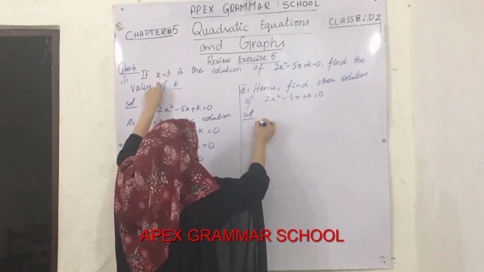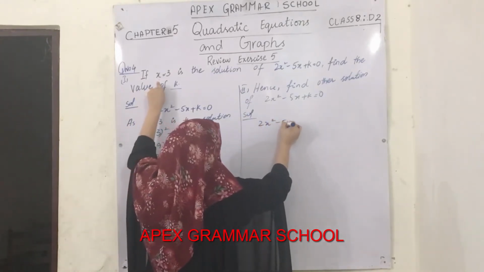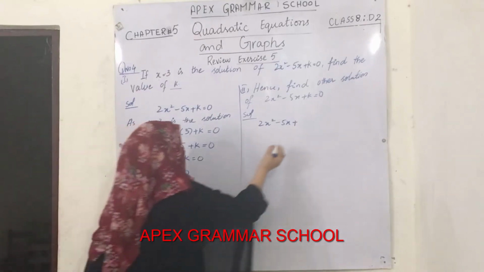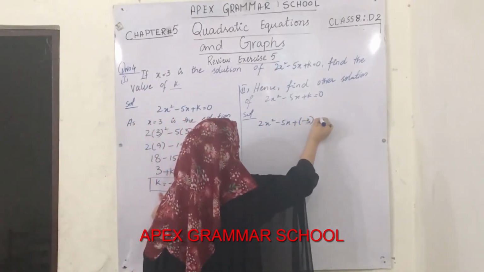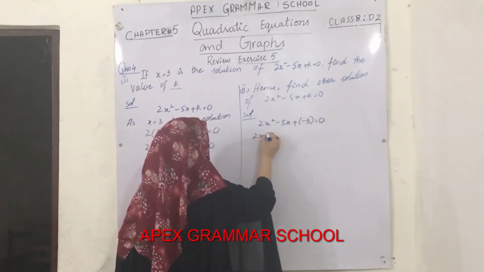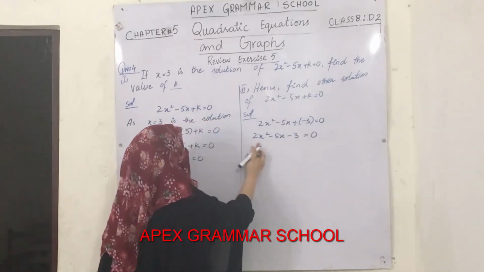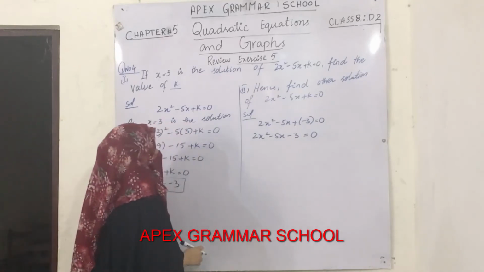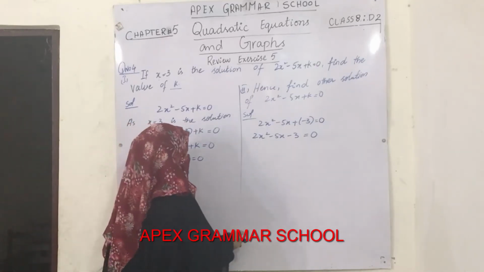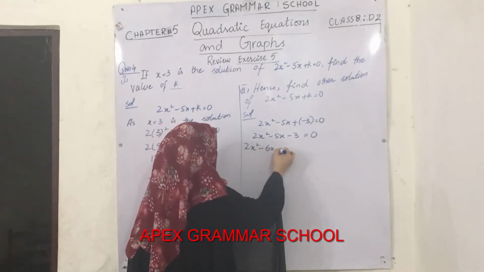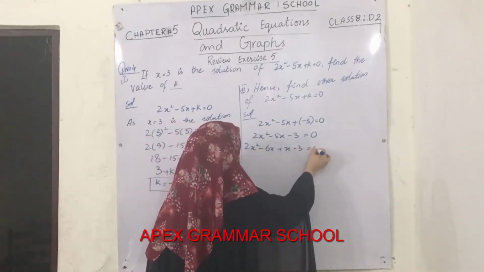So 2x² − 5x + k, instead of writing k, I am going to put the value of k, which is −3, equal to 0. 2x² − 5x − 3 = 0. My first and my last term are both not perfect squares, so I have to go towards middle term break factorization, for which I have chosen the numbers −6x and +x: 2x² − 6x + x − 3 = 0.